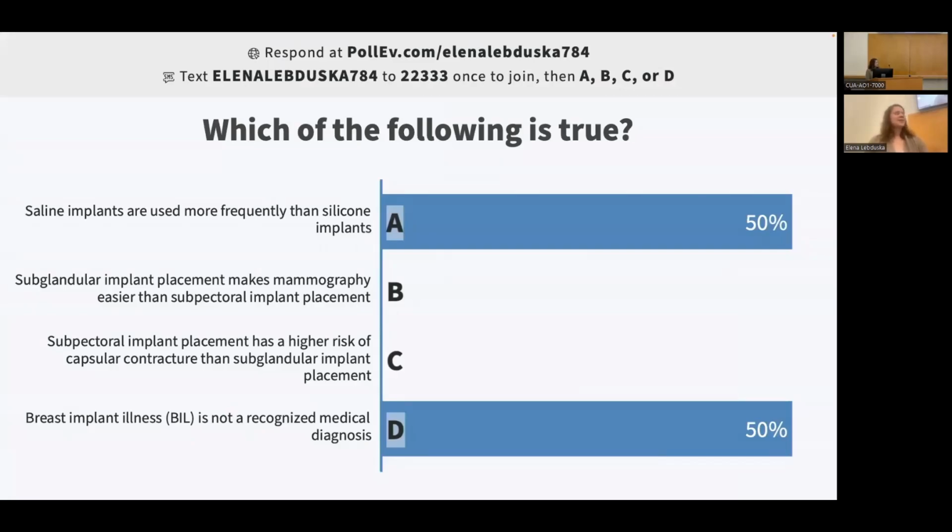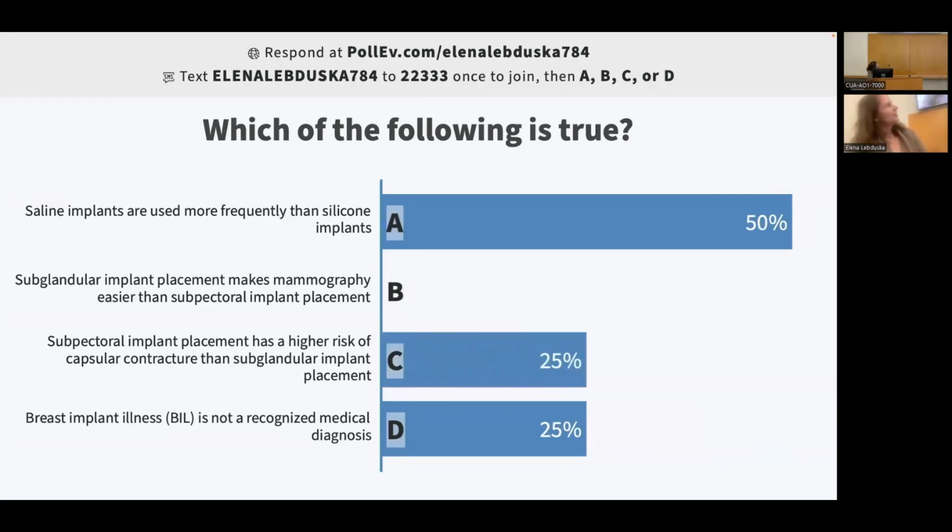All right, so we have a question up here. If you want to take a look at that and answer it for us. Which of the following is true? A, saline implants are used more frequently than silicone implants. B, subglandular implant placement makes mammography easier than subpectoral implant placement. C, subpectoral implant placement has a higher risk of capsular contracture. D, breast implant illness is not recognized as a medical diagnosis. We'll give you a couple of seconds to answer that. No wrong answers here, but this is some of the information we're going to cover today.